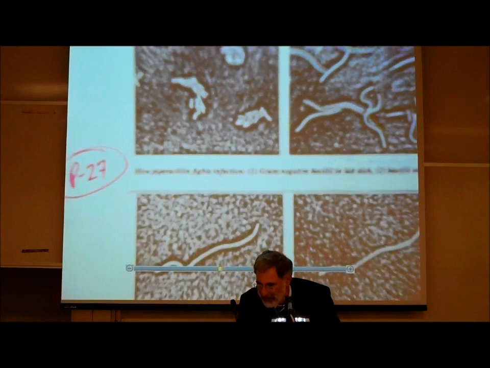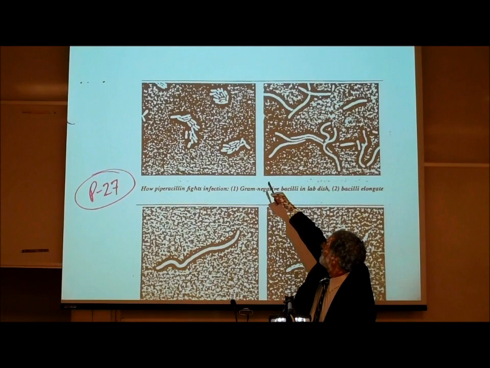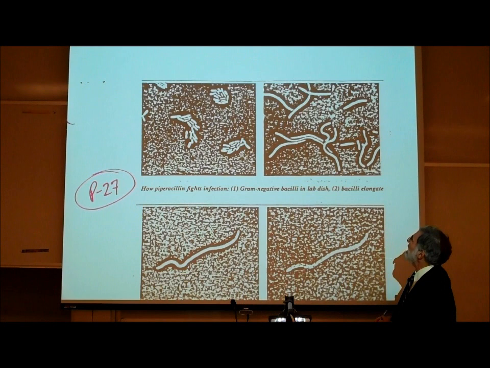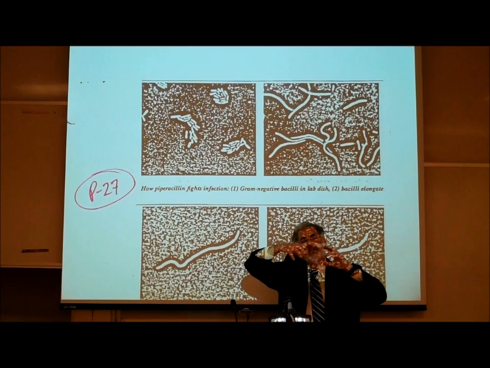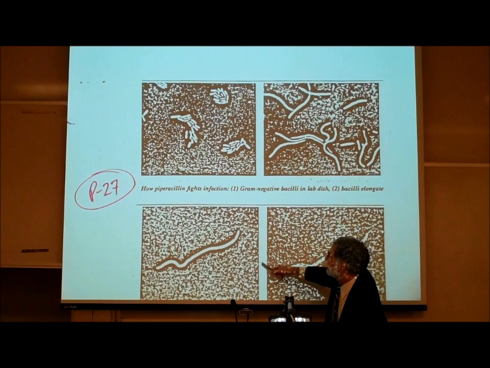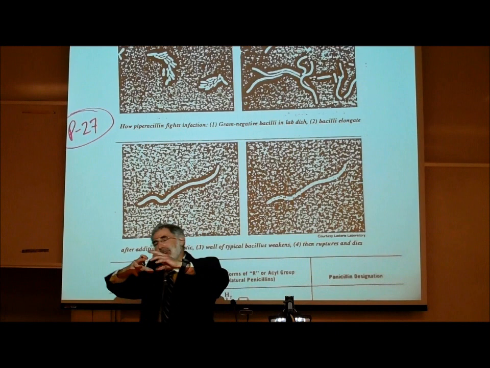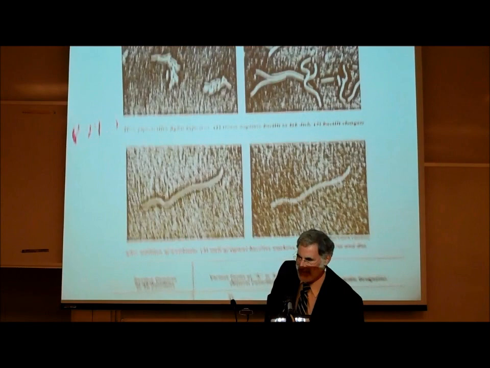it shows bacilli, rod-shaped bacteria, that are administered a penicillin antibiotic. And as it interferes with the cell wall synthesis, their outer cell wall starts to disintegrate, and they start to elongate, and then they just disintegrate, the bacterium cell. So literally, by interfering with that outer rigid cell wall, the bacteria basically self-destruct, and that's really how it works.